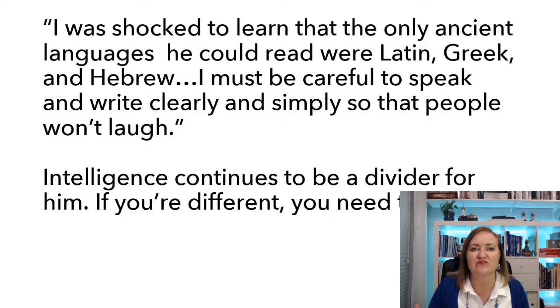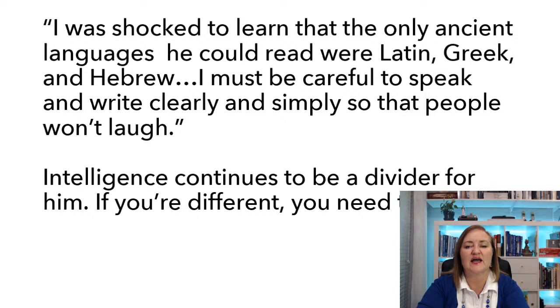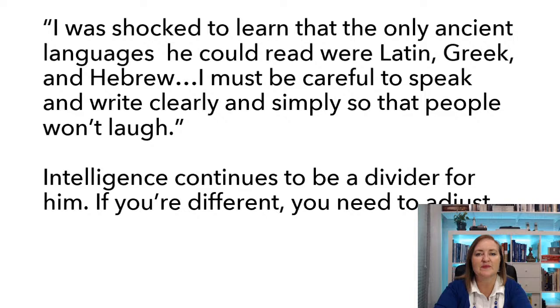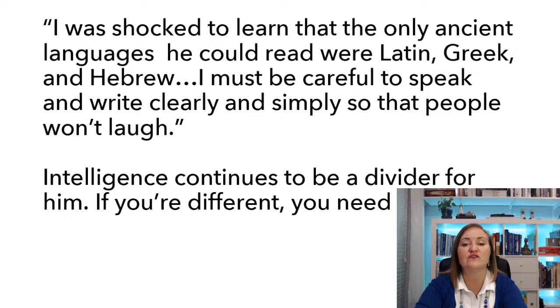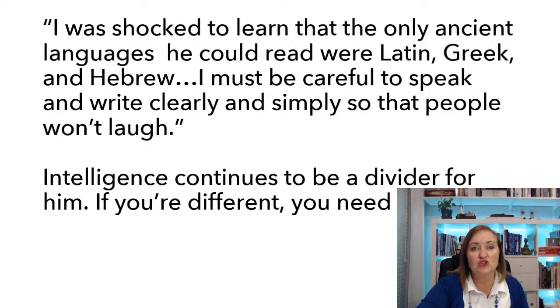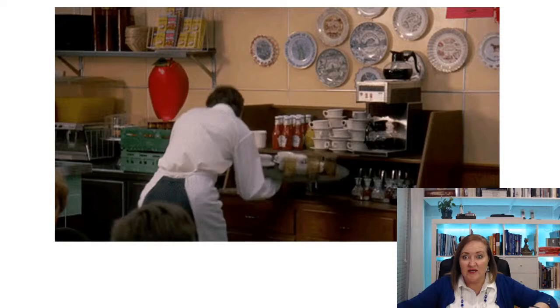So it's weird because intelligence has become a divider, right? So if you're different, you have to adjust. If you're either smarter or not, you're going to be different and it's going to be a divider for you. It doesn't matter whether you're smarter than average or slower than average, intelligence will divide you. And I think that this is true. I work a lot with gifted kids and I know that this is a huge struggle. Intelligence is a divider.